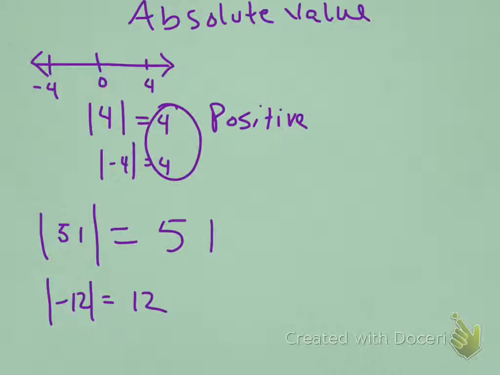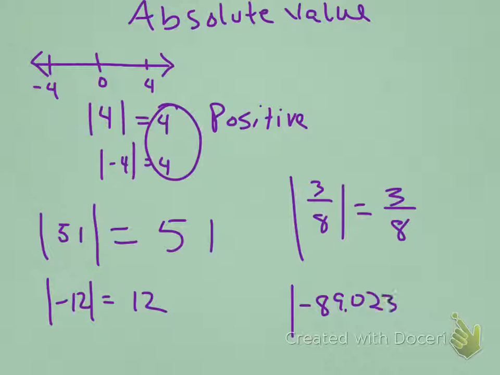What about if I did a fraction? If I did the absolute value of 3/8, how does that affect anything? It would just be 3/8. It doesn't make a difference if it's a fraction. What if it's a really ugly decimal and I did the absolute value of -89.023? Do I keep the negative or not? No. So it's positive, 89.023.